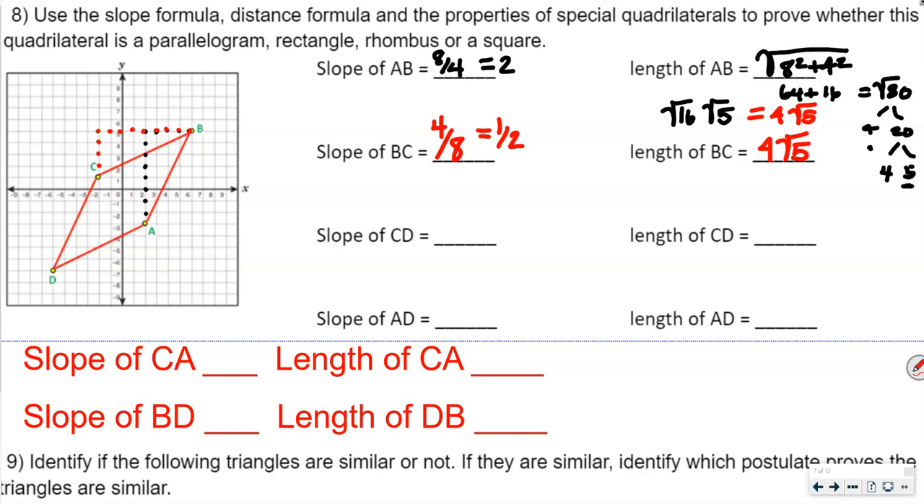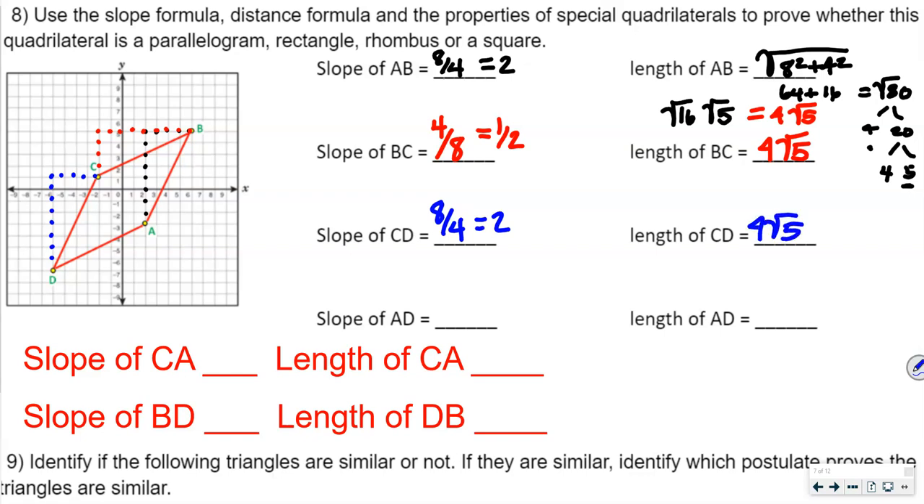All right, let's look at CD. So CD, we're going to go up 1, 2, 3, 4, 5, 6, 7, 8, and over 1, 2, 3, 4. So again, 8 over 4, that's our 2. Again, same two numbers, so this is going to be our 4 square root of 5 again. All right, got one more side to do, right?